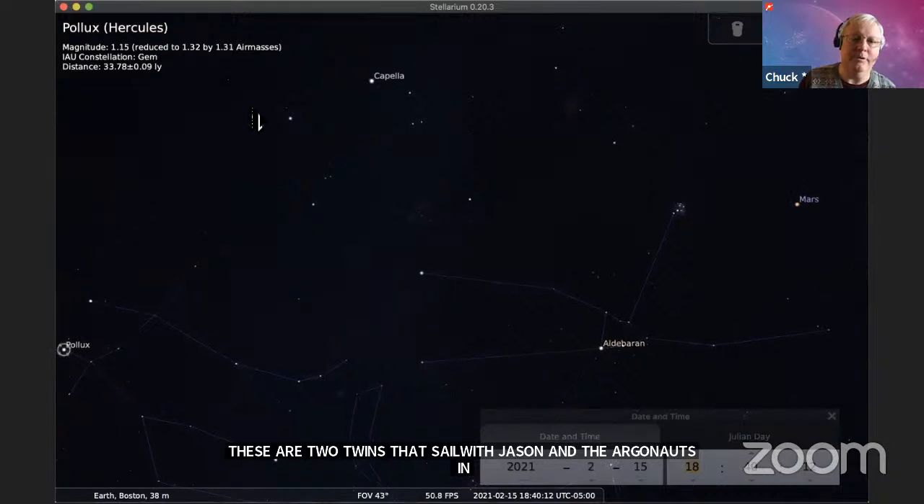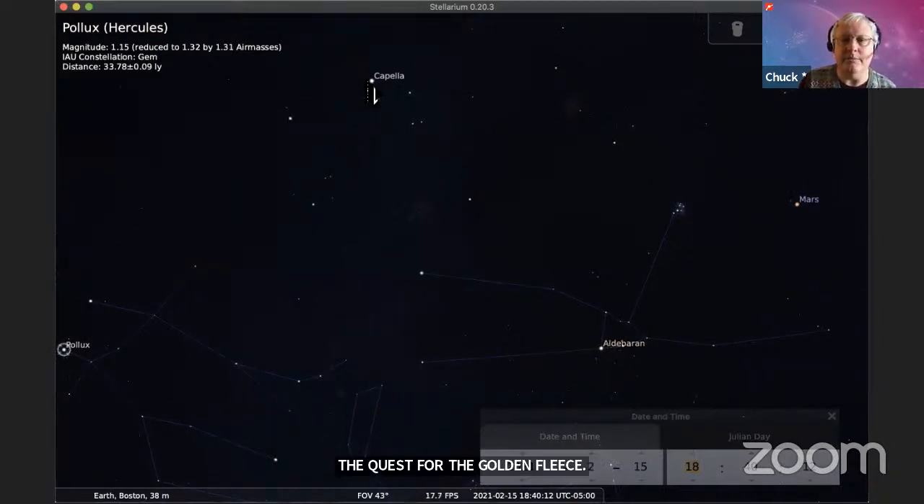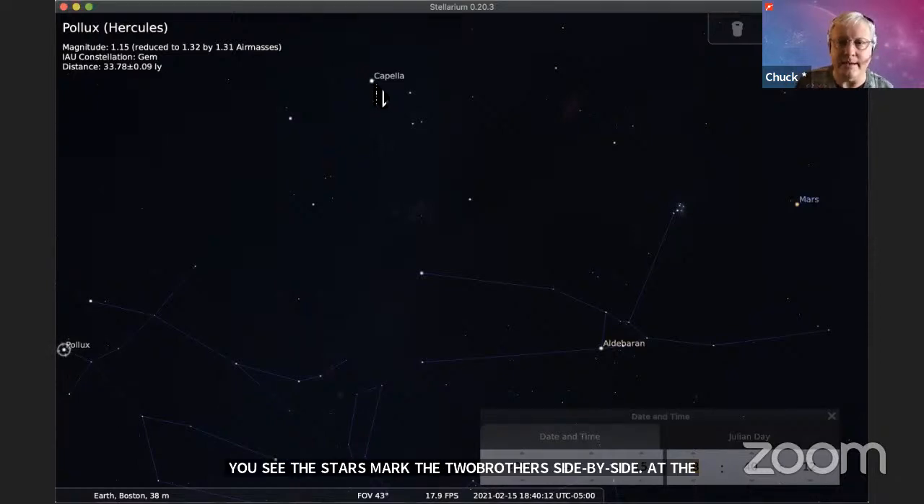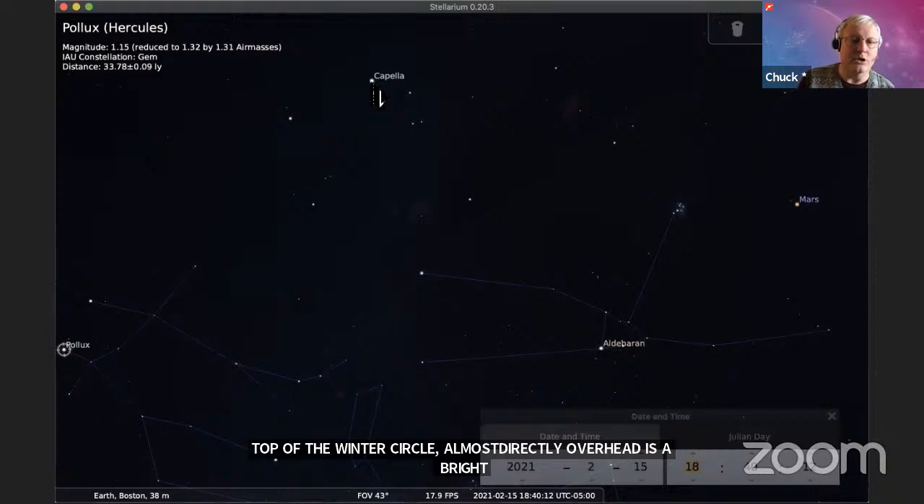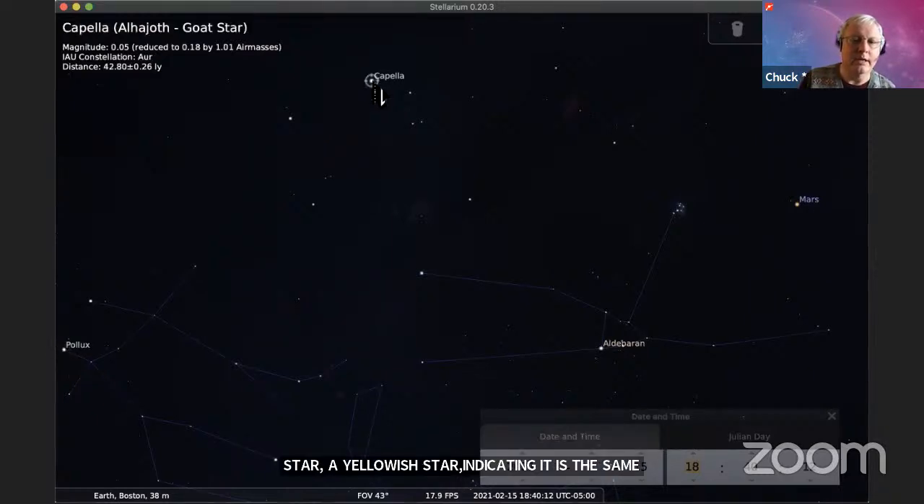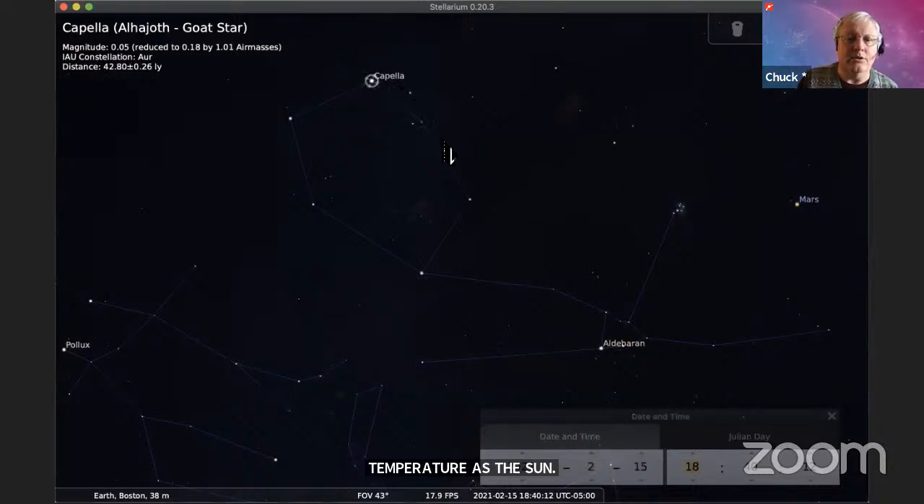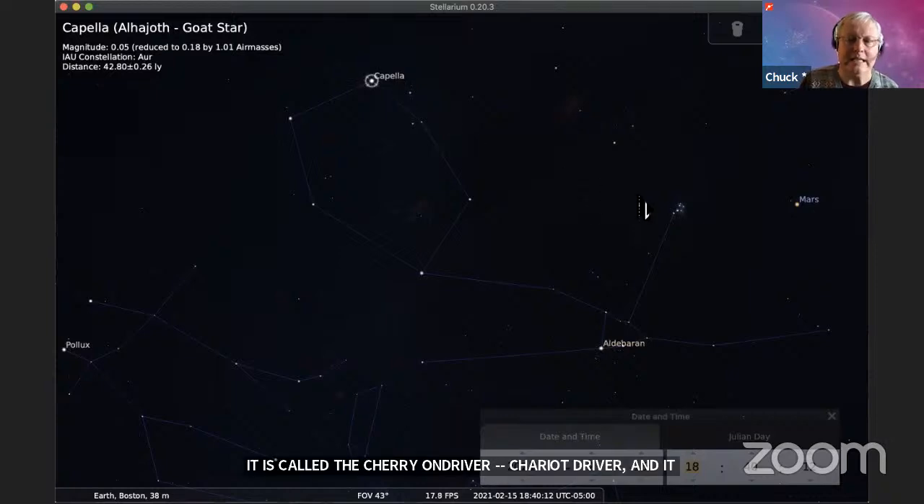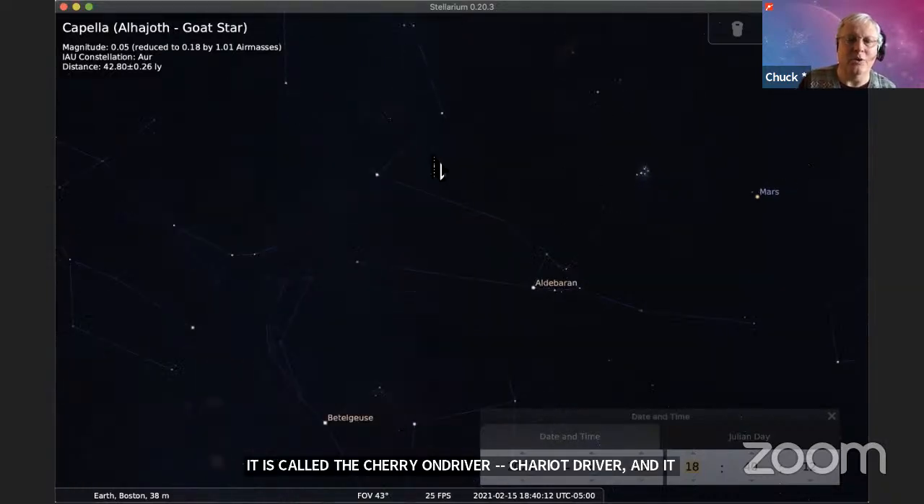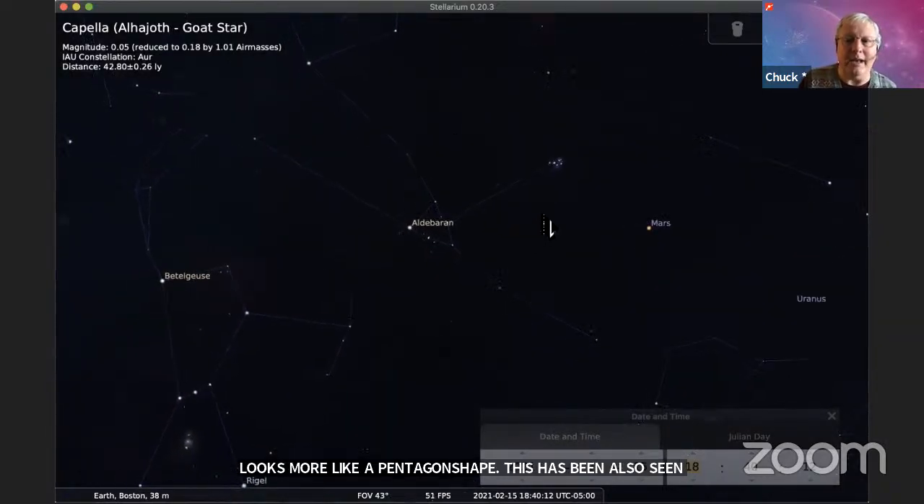At the very top of the winter circle, at about 6:45 or 7 o'clock or so, it's going to be almost directly overhead. The bright star, a yellowish star, indicating that it's the same temperature as the sun, in a constellation called Orion, the chariot driver. It looks more like just a pentagon shape. And this has also been seen as the inventor of the chariot. It's also a herding type of character. And then Taurus the bull, locked in battle with Orion.